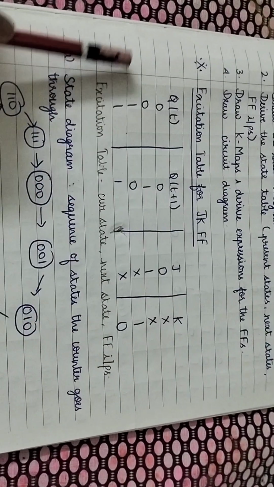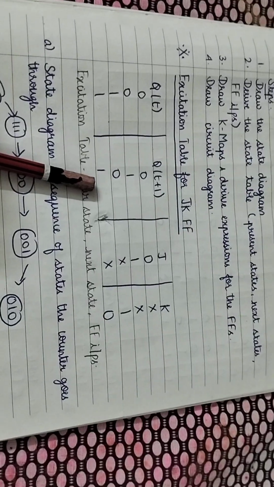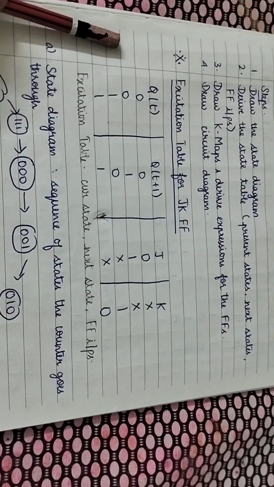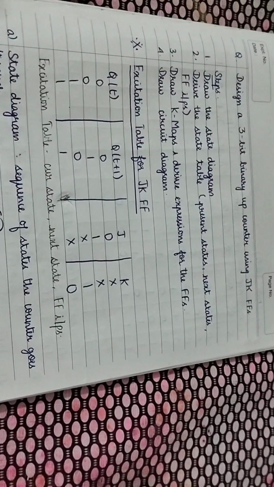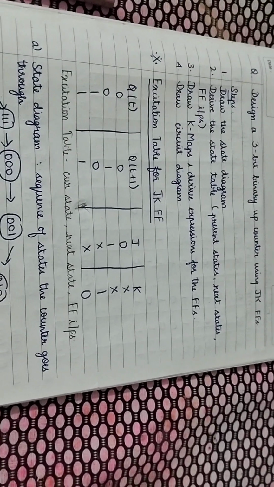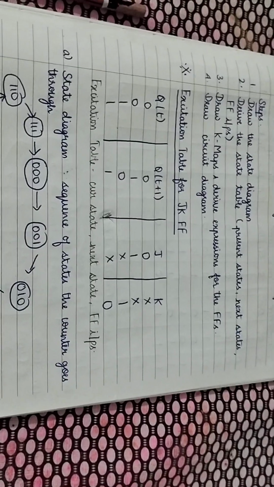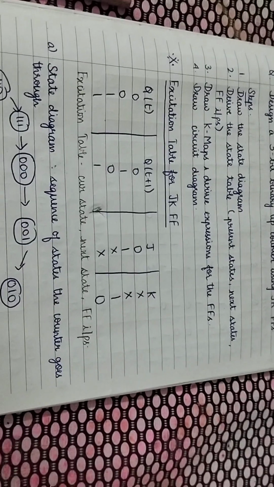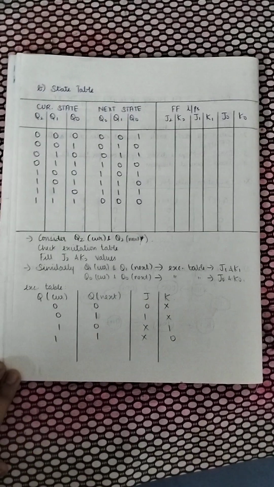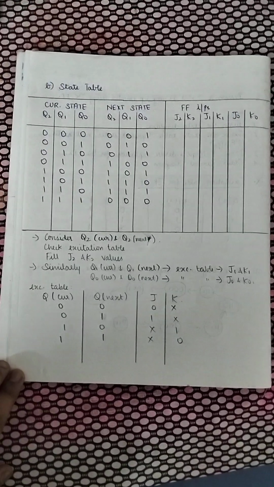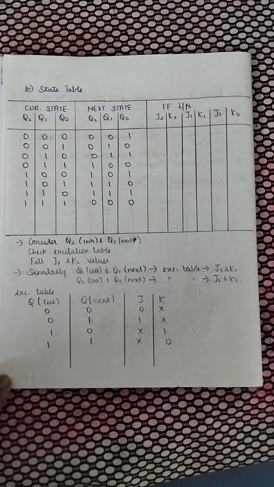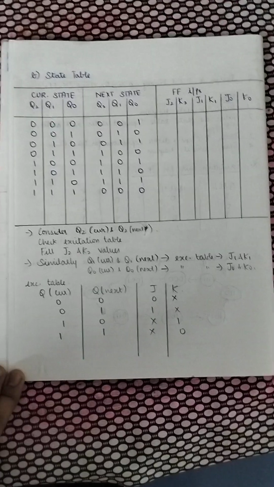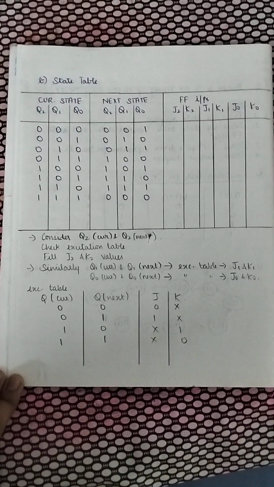So this is the excitation table for the JK flip-flop. This is something we will be using to derive the state table. Similarly, for whatever flip-flop you are using, you will need the excitation table to derive the state table. So we will now see what the state table is and how to derive it completely. The state table consists of the following columns: current state, next state, and flip-flop inputs for each of the flip-flops. Now we are designing a 3-bit counter, so we have 3 flip-flops.